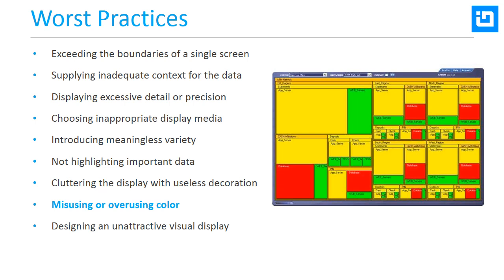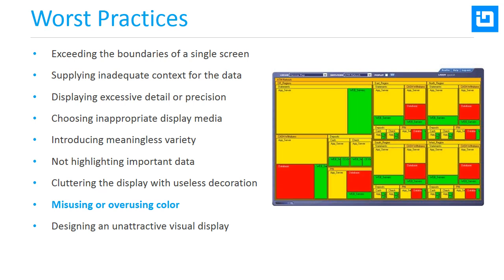Misusing or overusing color is a standard topic in UX design, not only for dashboards but throughout. So here, this is a really strong tree map control, where all the colors are super saturated. Obviously it's a traffic light metaphor. The red is 100% red and the green is 100% green. Everything is super saturated and very strong in the eyes. That's a little bit overusing things.